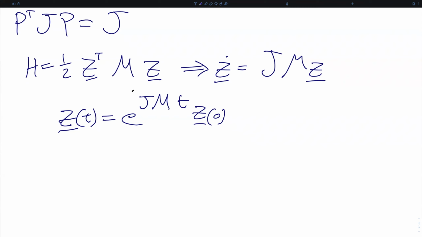And we can show that this exponential is itself also symplectic. And the simplest way of doing this is just by plugging it back into this relationship and showing that J pops out. So now let's apply this formalism to canonical transformations.